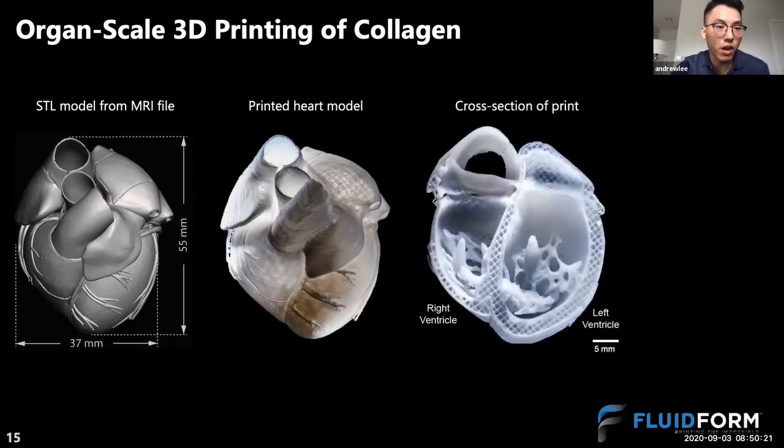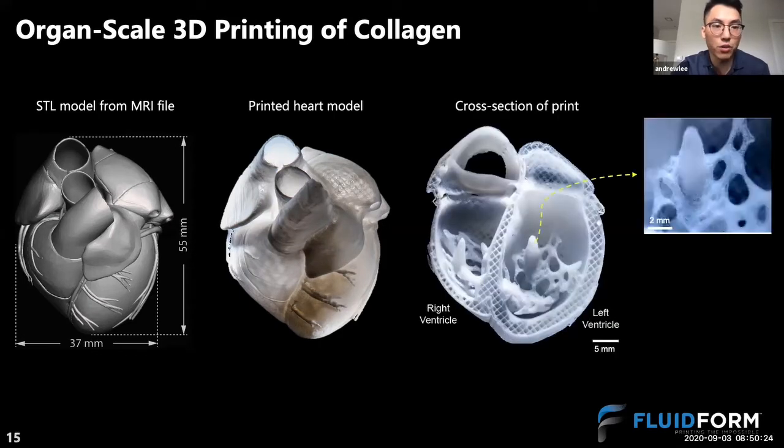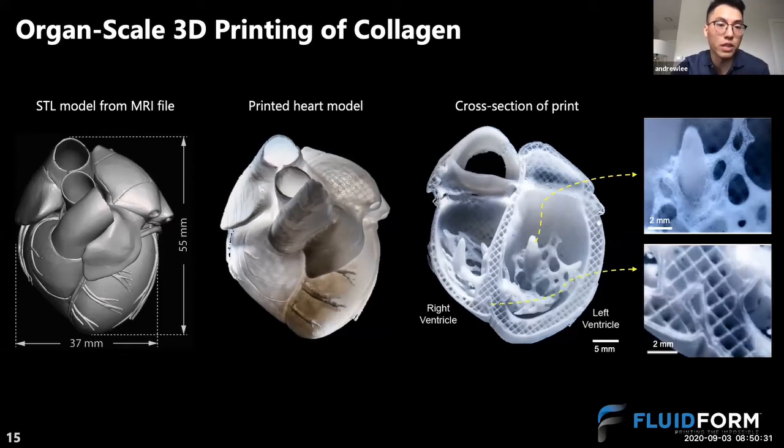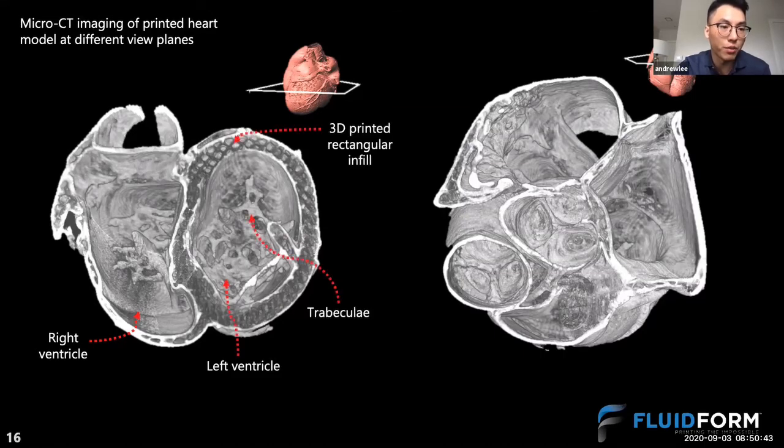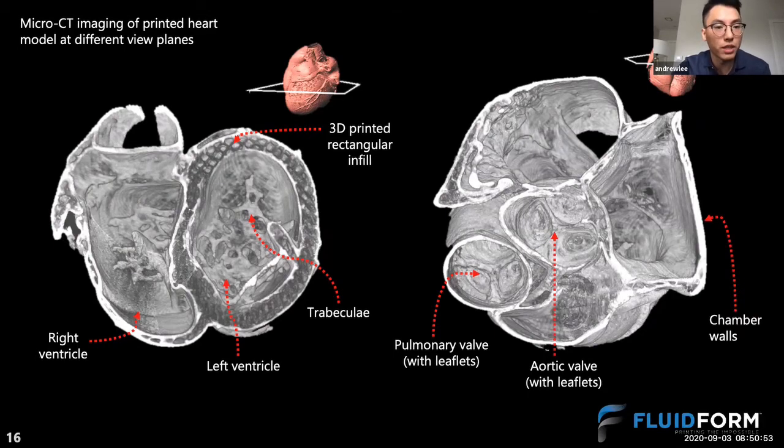If you take a look at the cross-section of the print, you can see some of the finer detail structures, such as the trabeculae, that's really important in development and contraction, and also some of the infill structures that we've incorporated to fill in the walls of the model. So in this micro CT image, you should be able to appreciate some of the finer details. You have the ventricles shown here, the trabeculae, the rectangular infill, and we were also able to print the valves, the pulmonary and the aortic, and then you have the chamber walls that really surround and provide the heart with this structural integrity.